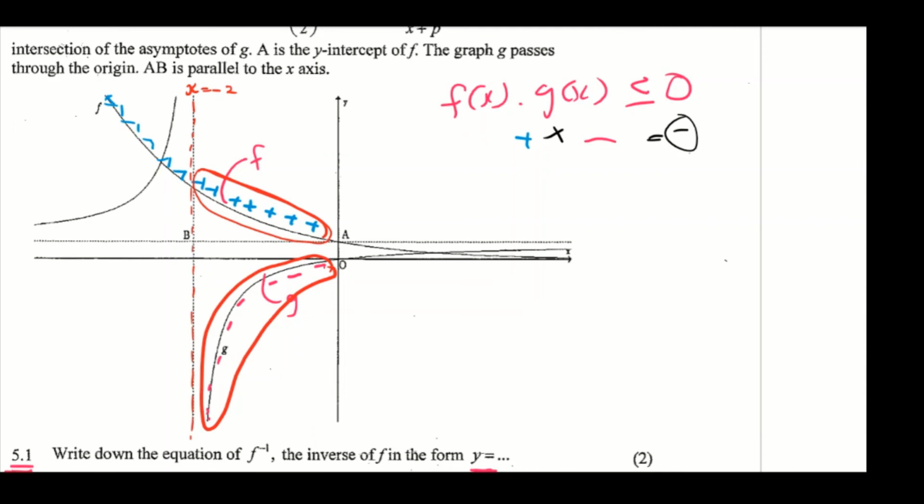So for your solution of x, you're just going to say when x is greater than -2, this positive y value multiplied by this negative y value will give me a solution that is less than or equal to 0. So this is the first solution of x, when x is greater than -2.